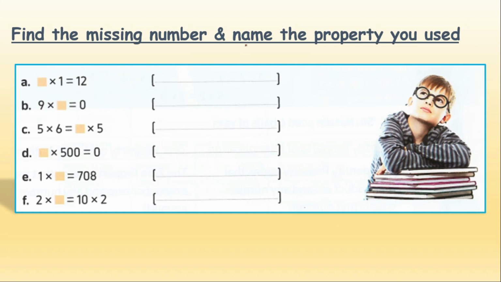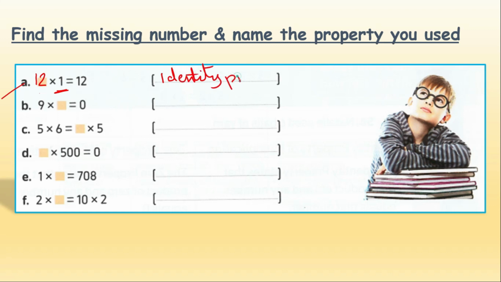Find the missing number and name the property you used. Here we will say which property. Letter A. Which number times 1 gets 12? Of course 12, the same number. So multiplying by 1 is the identity property. Identity.